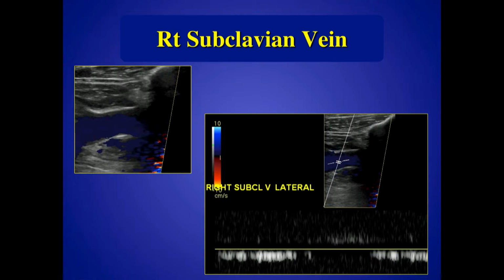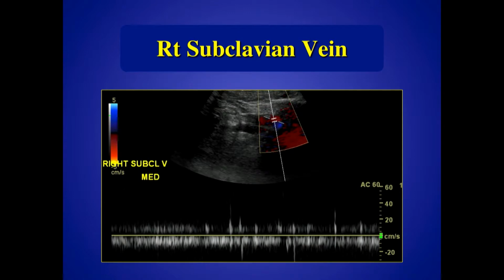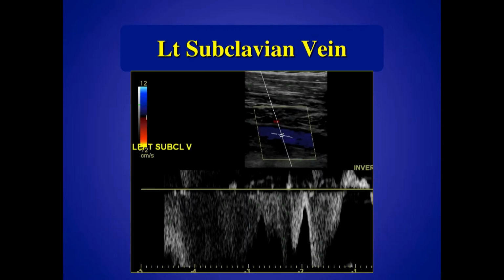So we continue looking down the arm, and here's the subclavian vein medial. So we're coming actually a little bit closer to the neck, and it remains flat. All right? So you say, what's going on? Now, I've always told my sonographers, always check the other side. It's good practice always to compare the contralateral side. And here's the left subclavian.